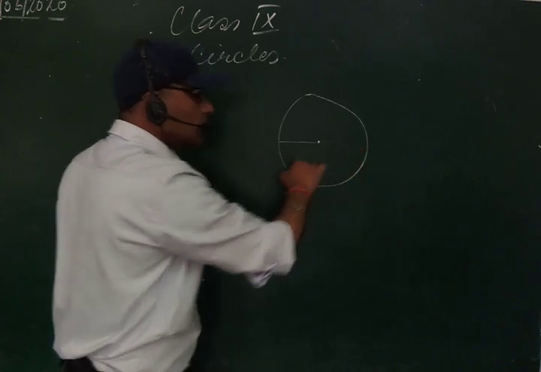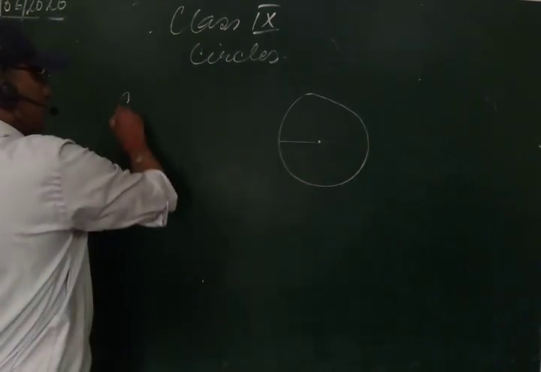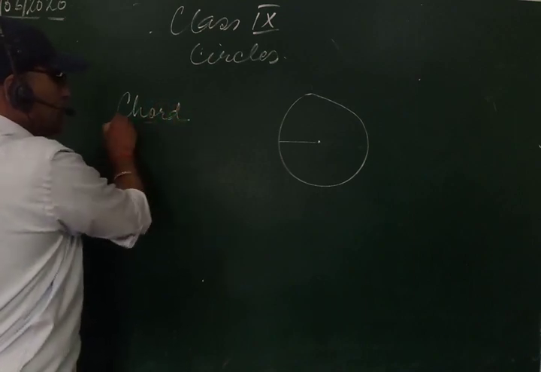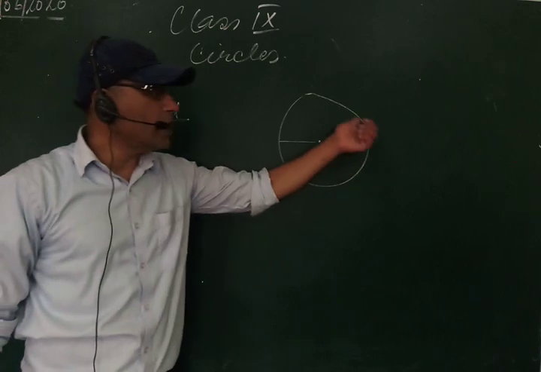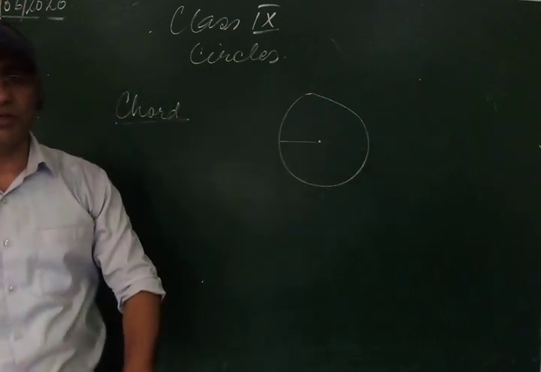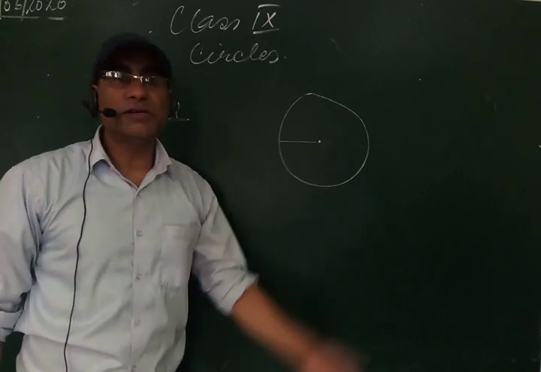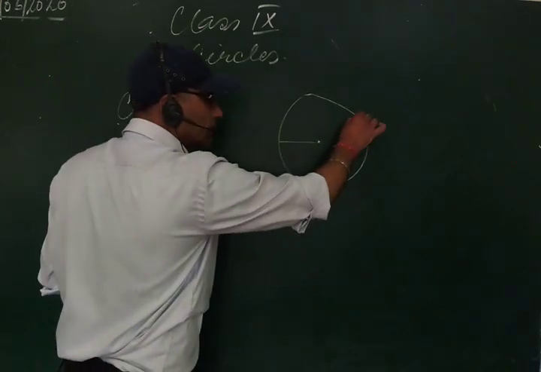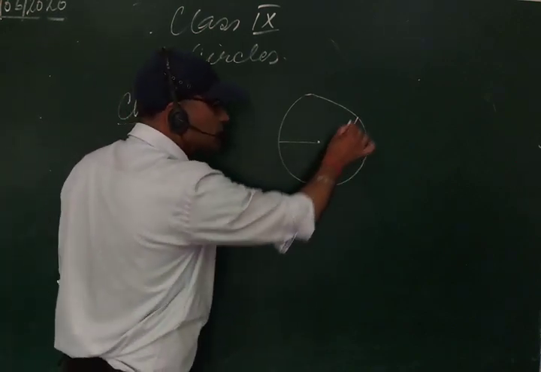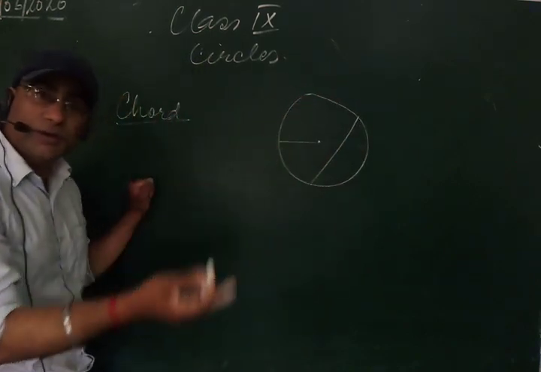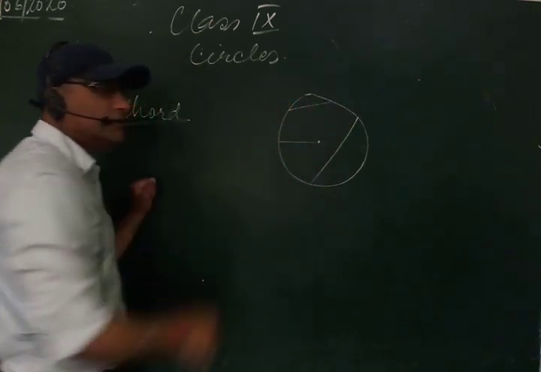And one more thing that you are going to learn here in this chapter is called chord. Okay? Chord means any line that is drawn from one point of the circumference to the other point. It may be any line that has to touch two of the points in a circumference. Let us suppose this is a line which joins this point and this point of the circumference. So this becomes a chord. Okay, if I draw a small line over here, this also becomes a chord.